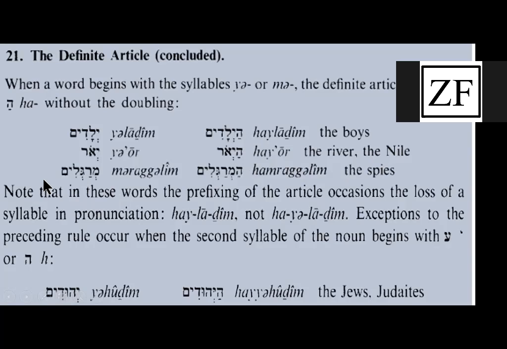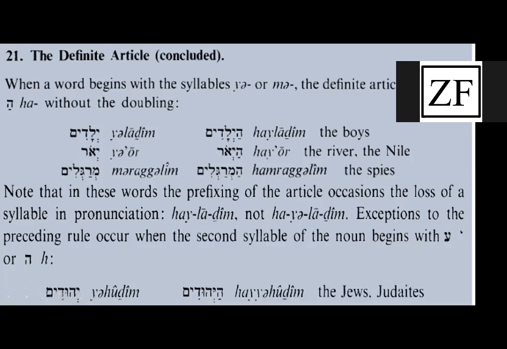Meragelim is the word for spies. And so the spies would be ham'ragelim. Okay, so it's not Hama Regalim. Okay, again, we lose the ah part. Okay, so it's Hayladim, not Hayeladim for young men or whatever. Okay, that's the rule. That's the exception to the rule.